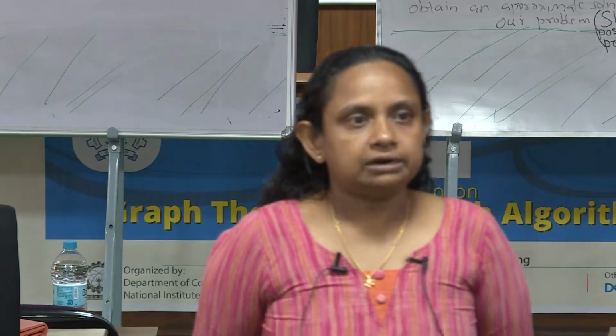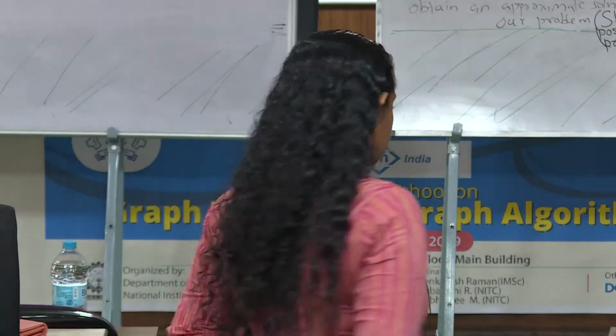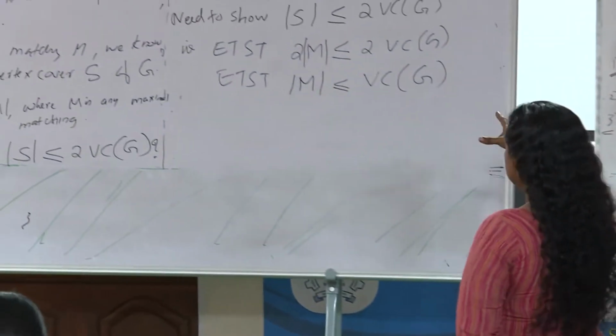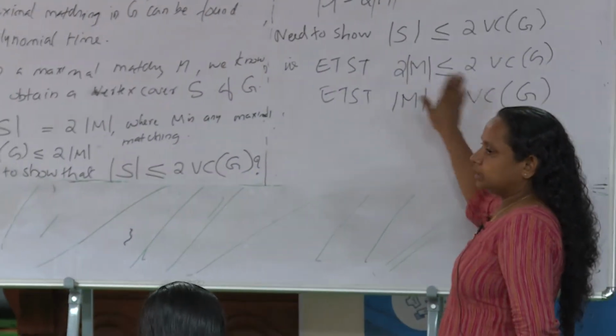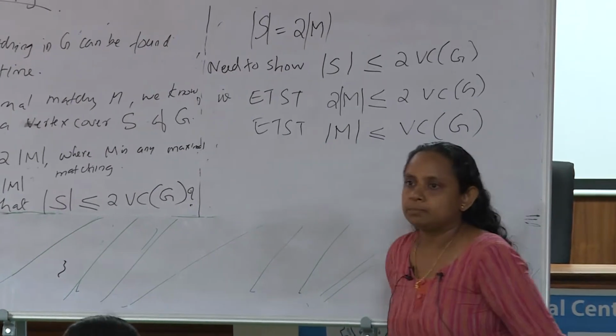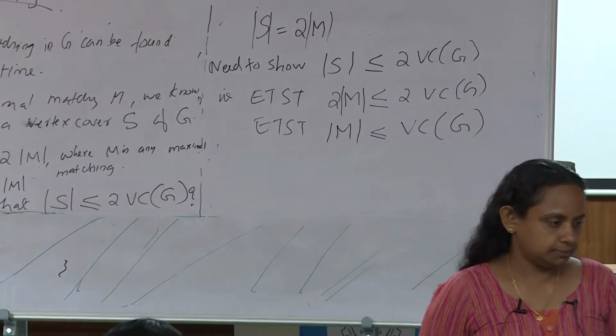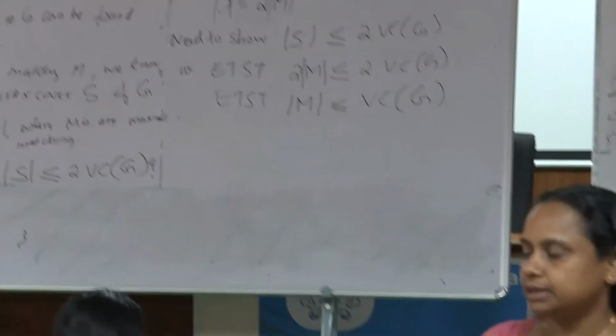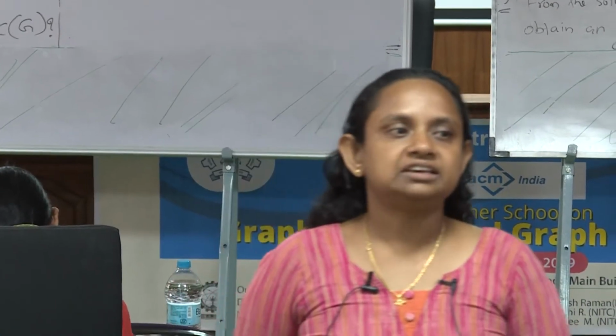Why is that true? We need to show that the vertex cover number of G is greater than or equal to, it cannot be less than, the size of M. Just see and tell me the proof for that. Why cannot it be? Actually, this is much easier than all the things that we did.